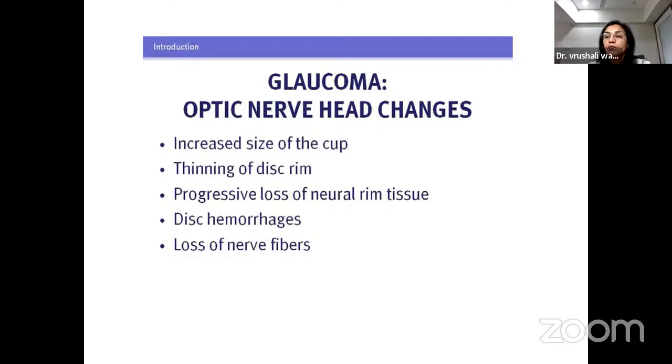Hemorrhage suggests the disease is in a progressive stage. We also look at whether there is a retinal nerve fiber layer defect. The first sign to appear in a disc is retinal nerve fiber layer loss, followed by notching, or an increase in cupping of the optic nerve.